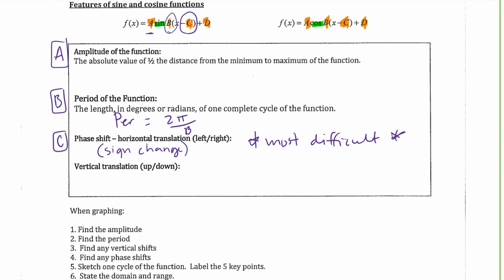And then a vertical translation isn't too bad. That comes from D, and that's just your up or down. It does not have a sign change. It shifts your entire axis. So if your sine is normally centered on the x-axis, a vertical shift might move that up 2 or something like that, and then the whole curve moves up. That's what a vertical shift does.